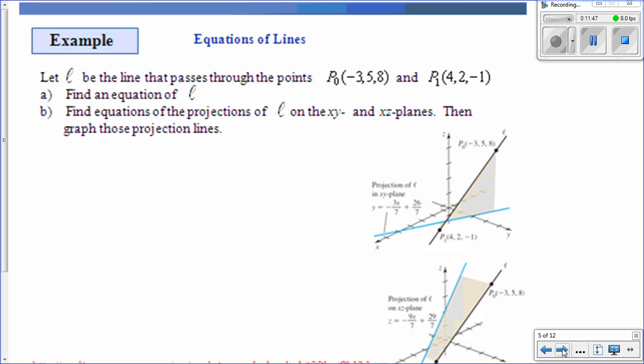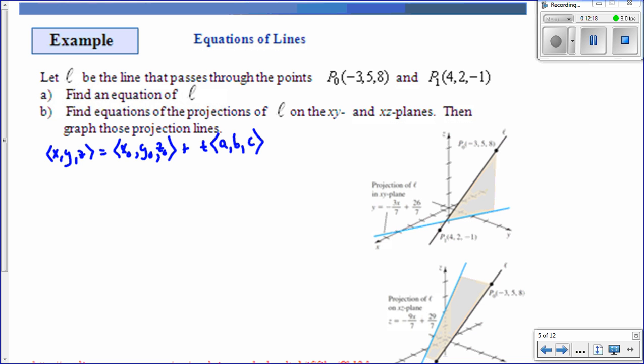So now let's say that L is the line that passes through the points (-3, 5, 8) and (4, 2, -1). We want the equation of the line. Well, to find the equation of the line, we know that (x, y, z) is (x₀, y₀, z₀) plus t times v, which is that direction vector.